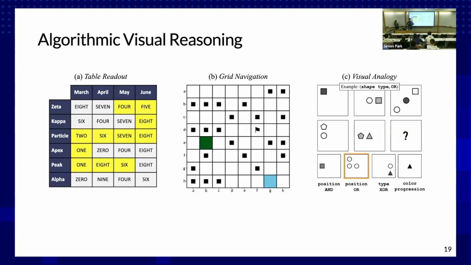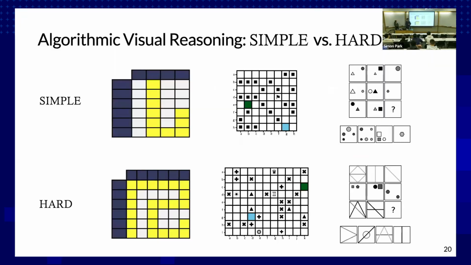And later on, we're going to extend these tasks to other synthetic settings: an arbitrary readout pattern, very similar to consecutive table readout; a grid navigation task where the model has to go from a start cell to an end cell while avoiding obstacles but collecting all of the objects in the middle; and a visual analogy task where the model has to apply analogical reasoning from the two given in-context examples to the query example. All of these tasks will have a simple version and a hard version, and we would like to see how the model generalizes to hard.